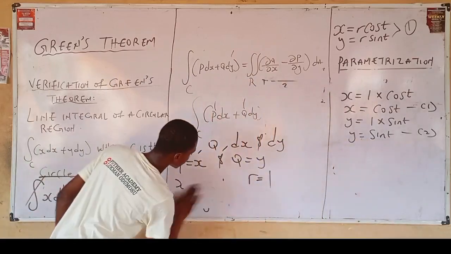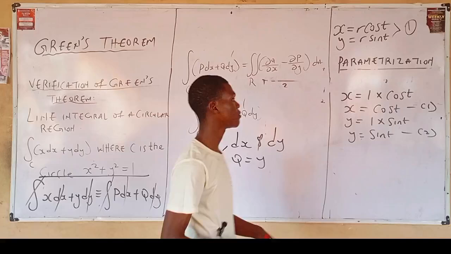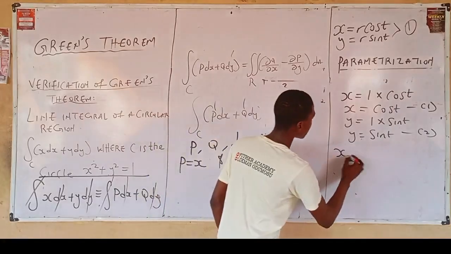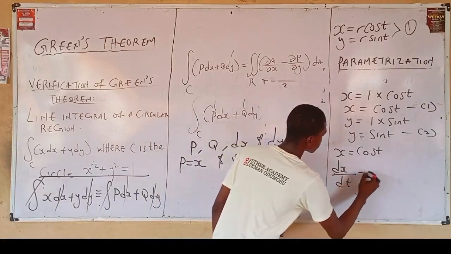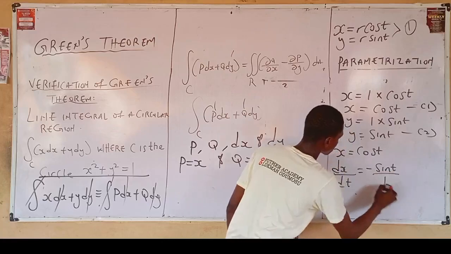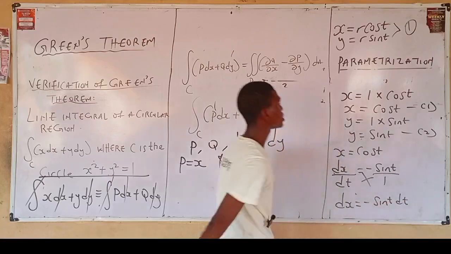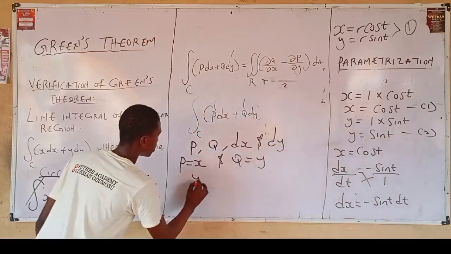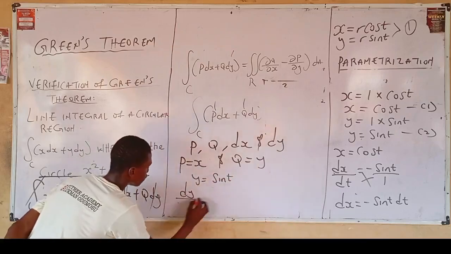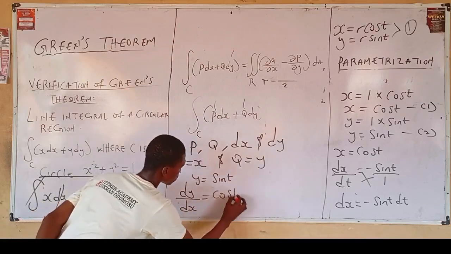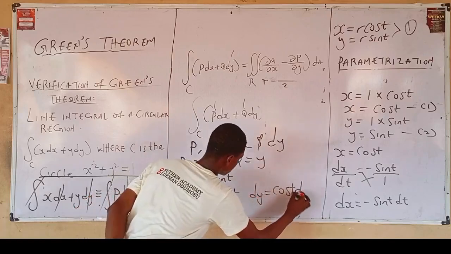So you already know the function of x and the function of y. To get dx and dy, just like the way we've been doing, differentiate x and y with respect to t. If x equals cos t, dx over dt becomes negative sin t, meaning dx equals negative sin t dt. Similarly, if y equals sin t, dy over dt equals cos t, meaning dy equals cos t dt.